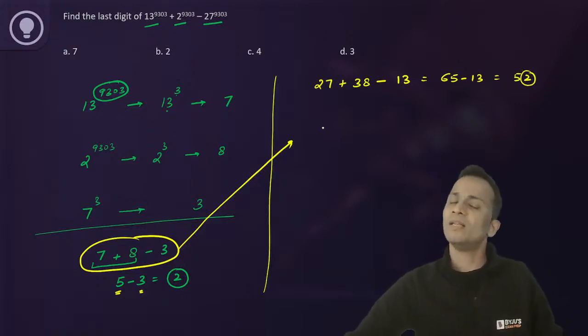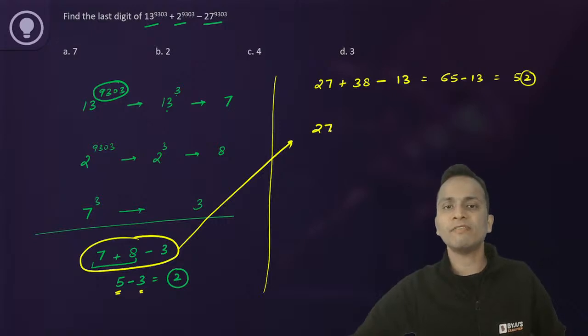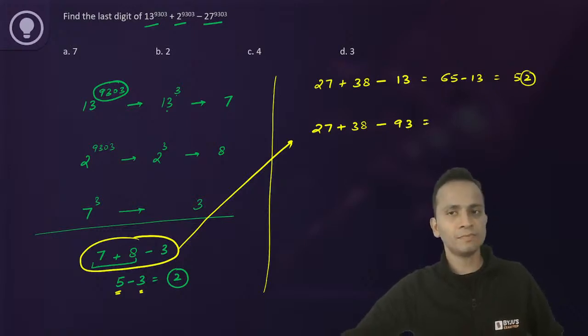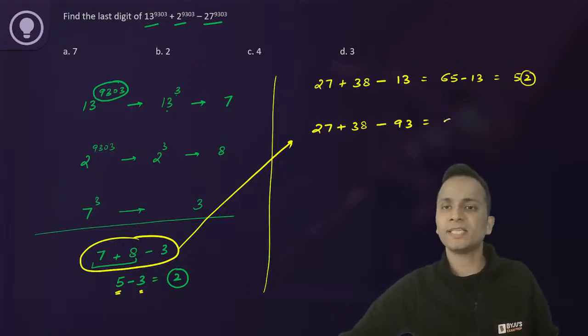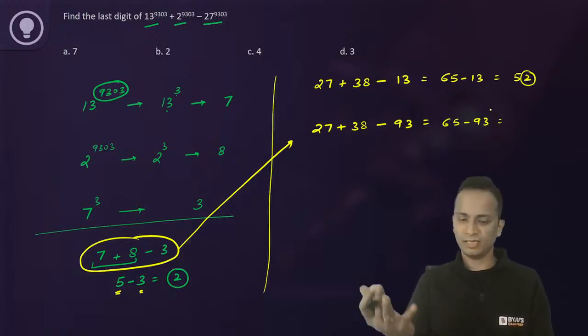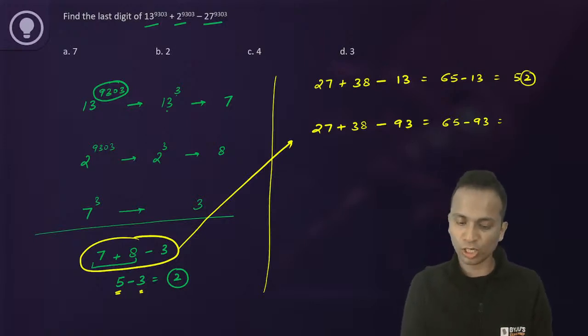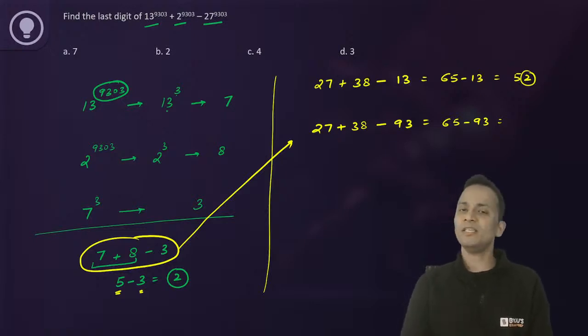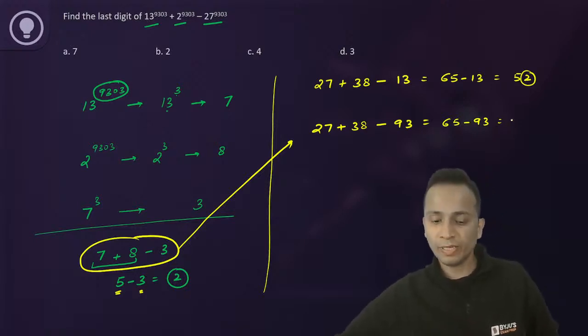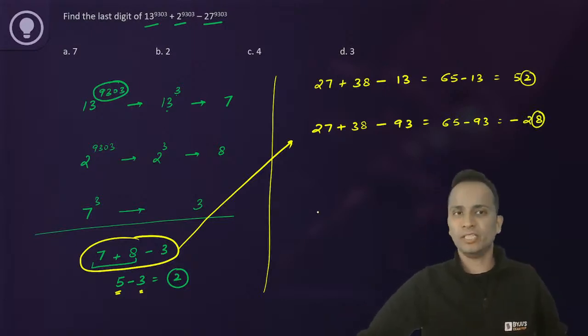No problem at all. Let's take another example. 27 plus 38 minus 93. Earlier it was 13, now I have made it 93. I have kept the unit digits the same. 27 plus 38 is 65, minus 93. What will be the result here? Anyone? Yes, wait. So 65 minus 93, what will be the result here? Anyone? It will be minus 28. So in this case, 8 is the unit digit.